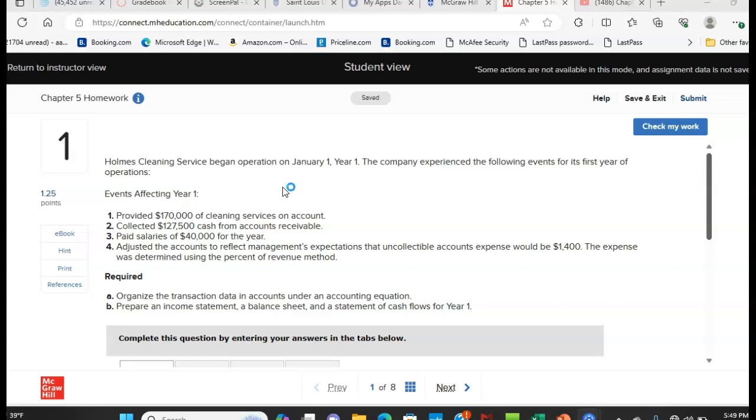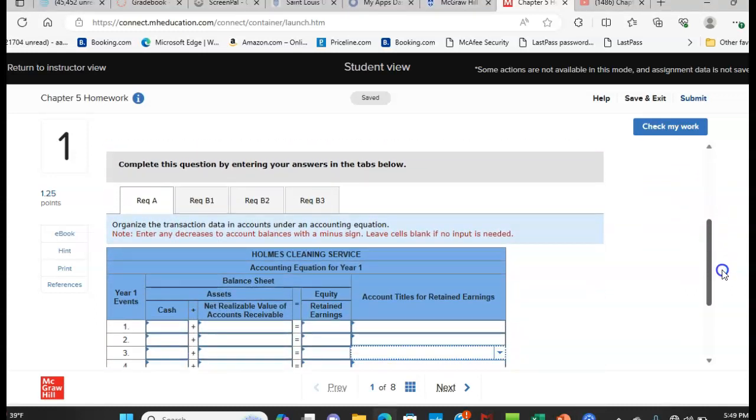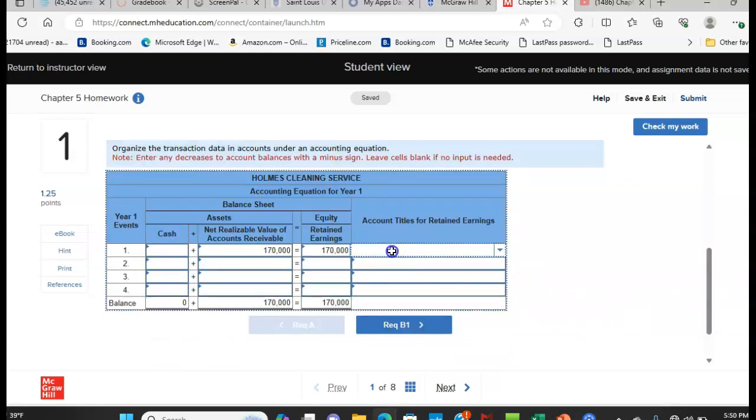First transaction: provided $110,000 of cleaning services on account. So we're going to determine how this transaction is going to impact the accounting equation. Well, our net realizable value of account receivable is going to increase by $170,000. Your retained earnings will increase by the same amount, and the account title for retained earnings, because you provided a service, is going to be service revenue.